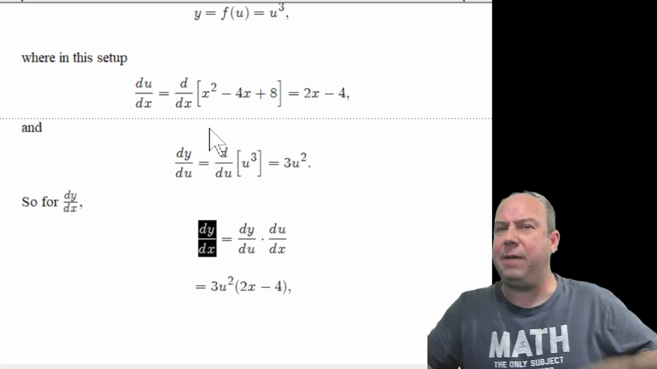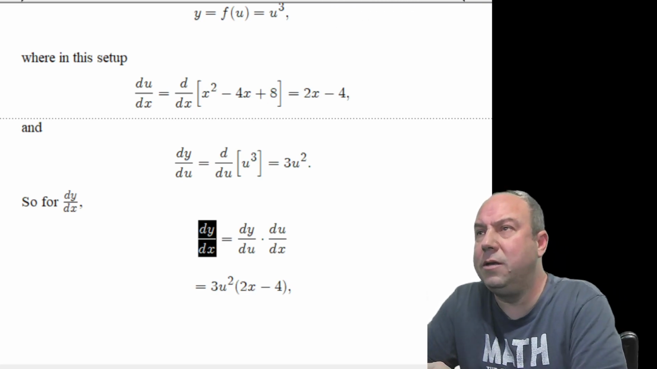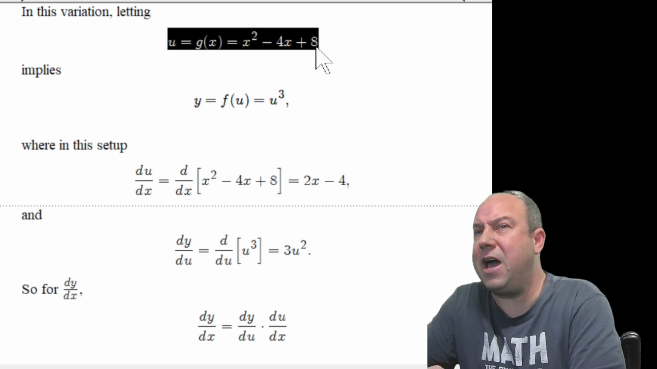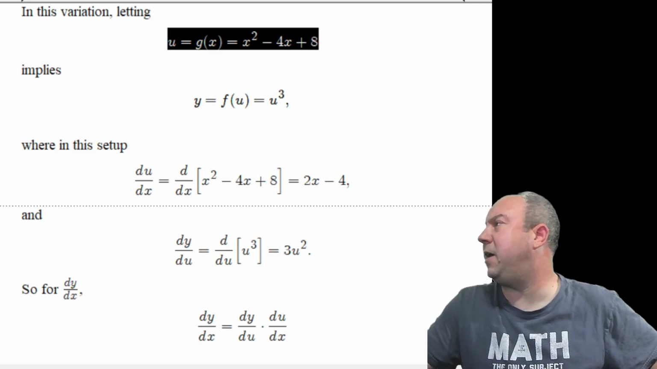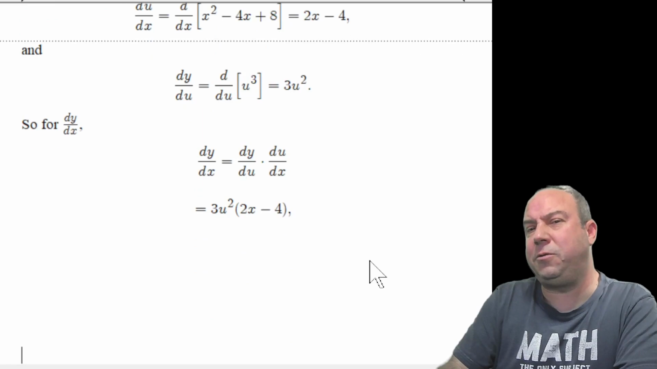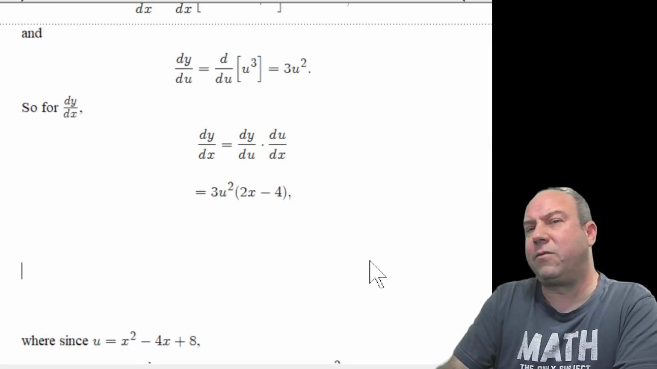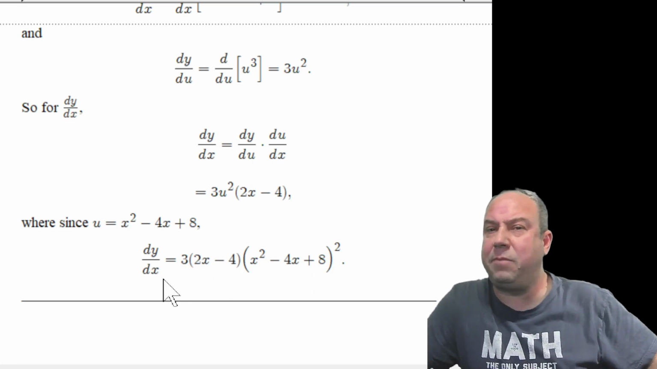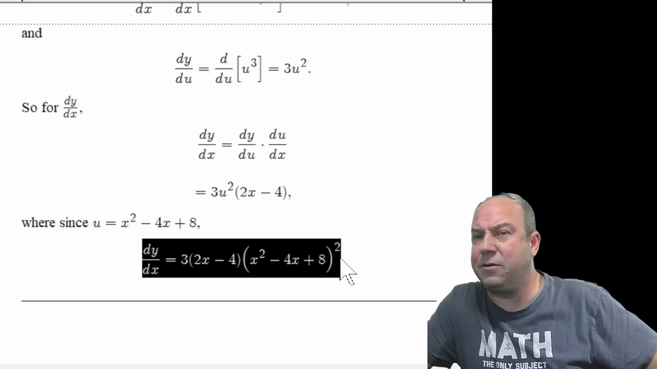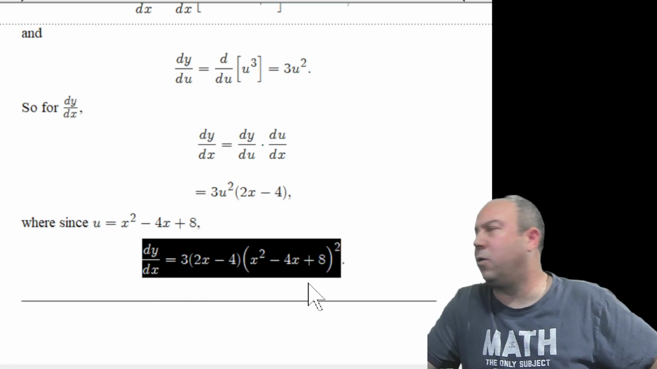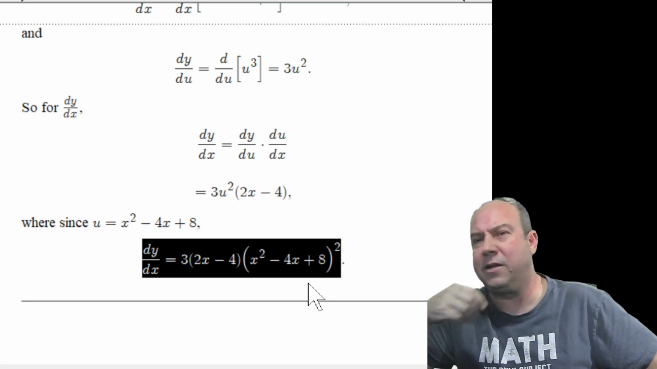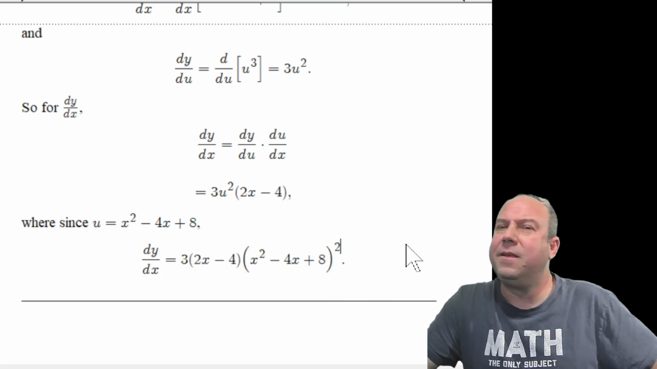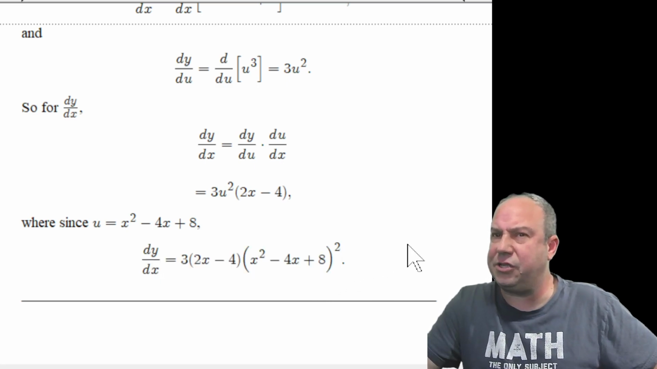But remember where u came from. Remember, u was the function g of x, this function x squared minus 4x plus 8. So we can come back down here and substitute that in for our value of u. And we end up with, again, the same result we had before with a little rearranging of the factors: 3 times the quantity 2x minus 4 times the quantity x squared minus 4x plus 8, all quantity squared. That's the second variation of that chain rule.